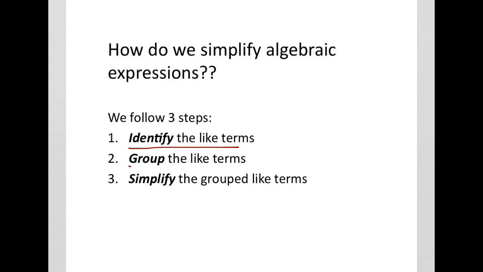Next, we group the like terms. So when I say group, we mean that we group the x's, we group the y's, we group the z's, the x squareds, and numbers, so it becomes easier to simplify. An example of that would be x plus 3 plus 4 plus 5, or y plus 1 plus 2. So they're both separate groups.